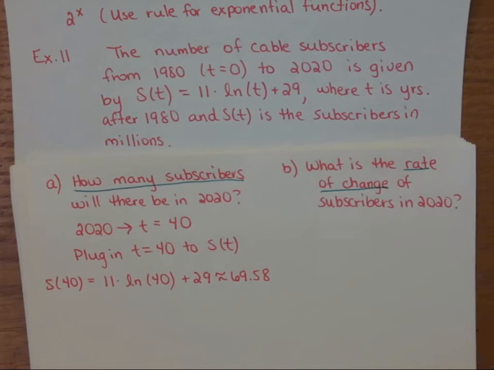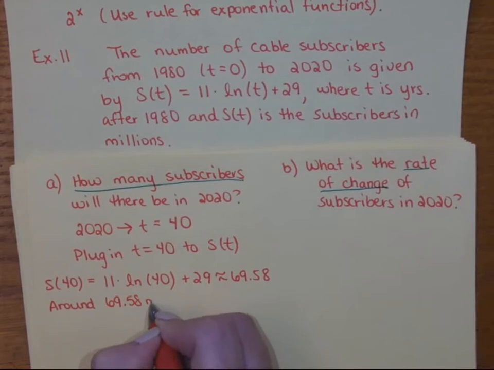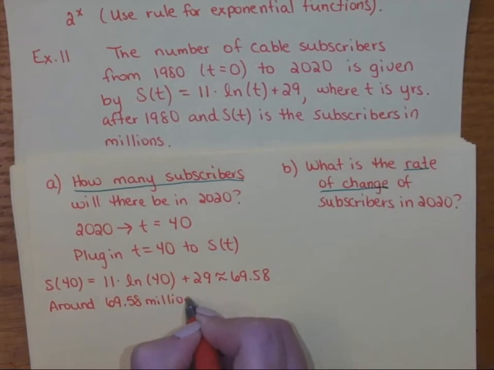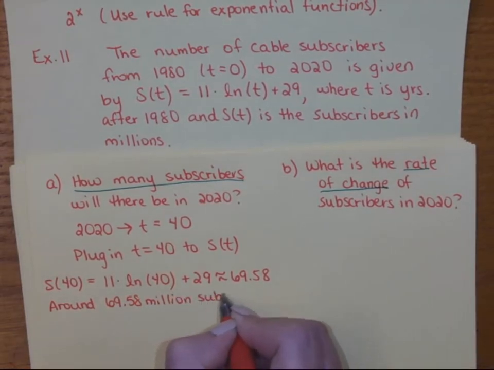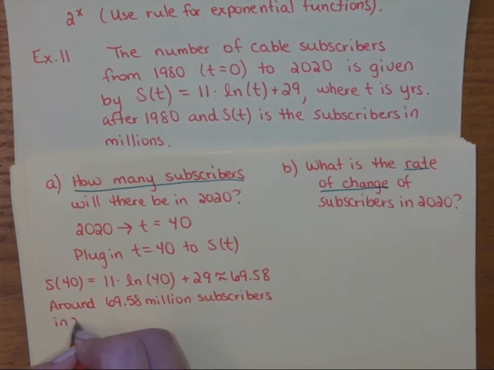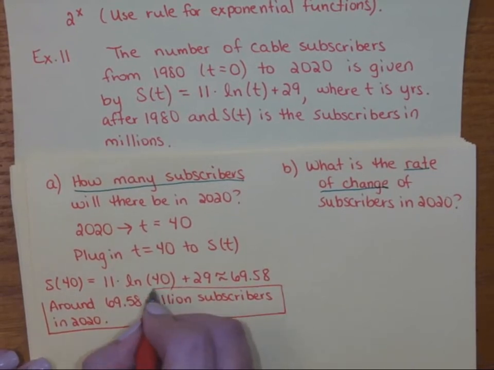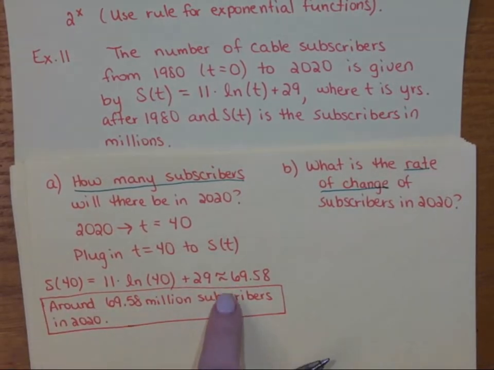It's not 69.58 people. Remember, if you read the problem, the subscribers are in millions. So I would want you to say that it is around 69.58 million subscribers. And the reason I said around is because we rounded that answer anyway. By the way, that little squiggly equal sign indicates that I have a rounded answer. It means approximately.